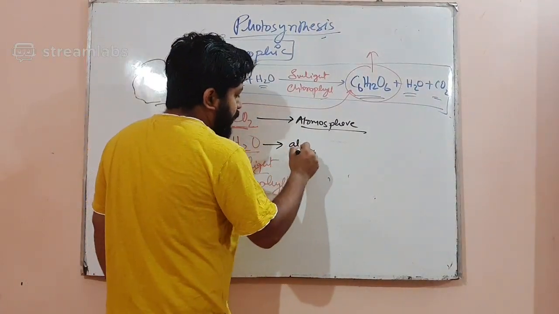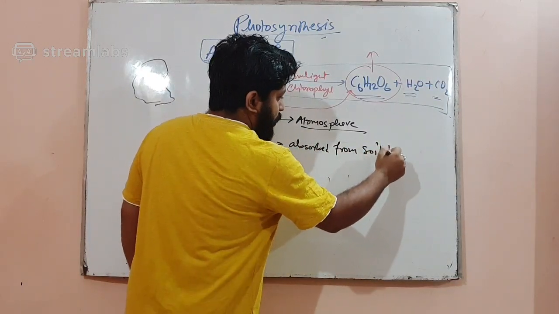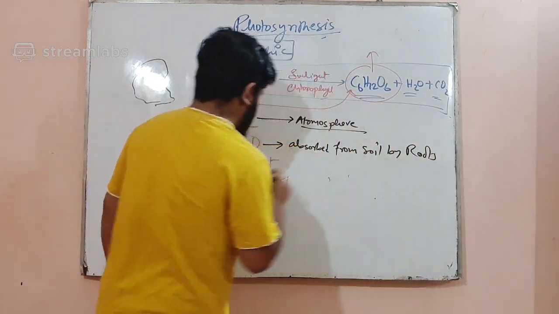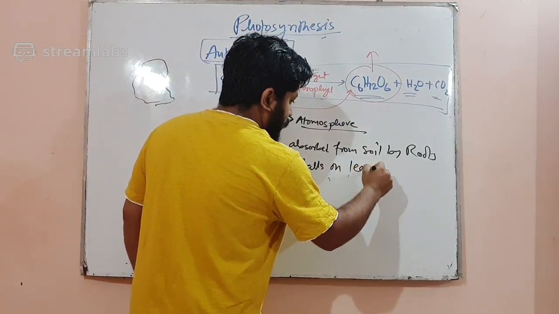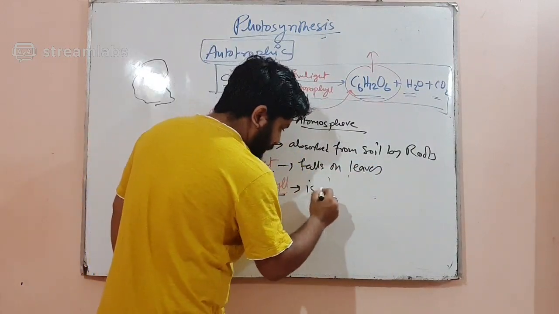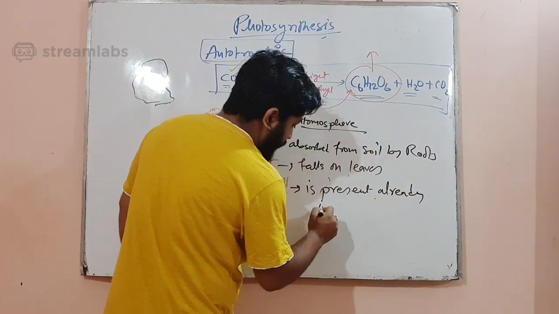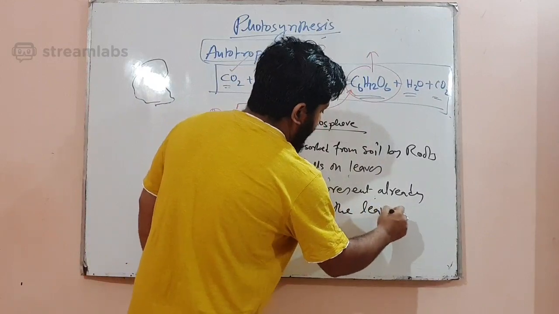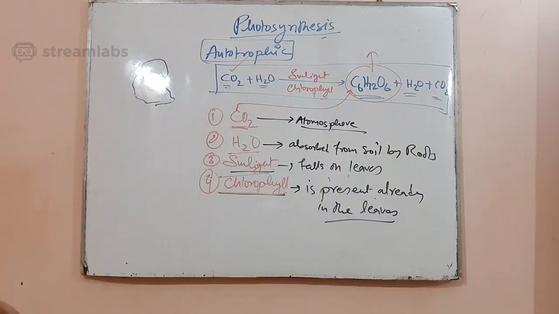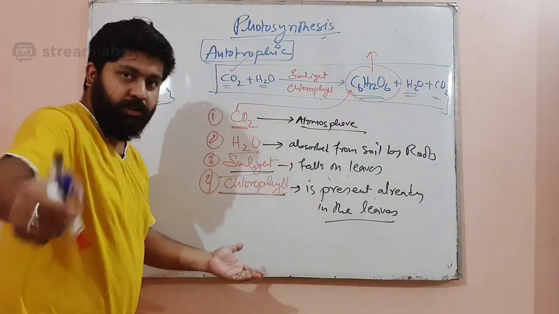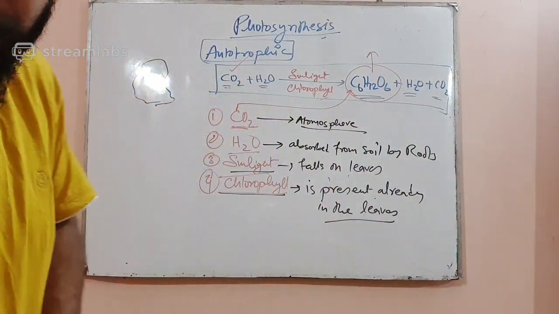H2O is absorbed from soil by roots. Sunlight falls on leaves and the chlorophyll is present already in the leaves. And where and how, that I have definitely showed you in the previous video. You can rewind and see it.